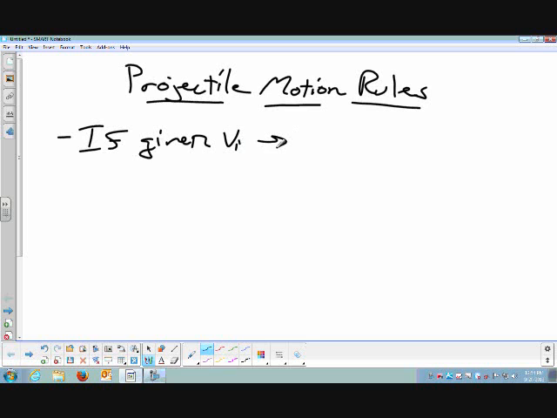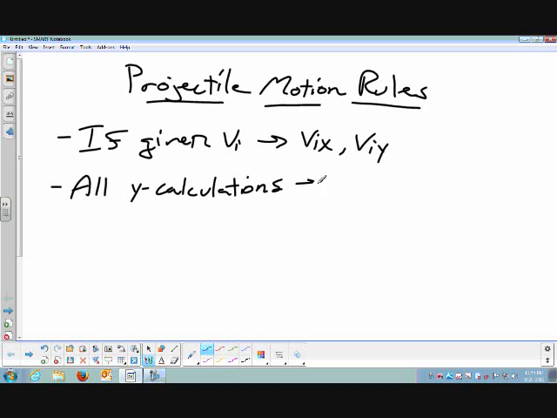the first thing you want to do is break it up into the x and y. You want to break it up into its component vectors, because the whole idea with projectile motion is you work with the components separately. You don't work with the overall velocity vector. Keep in mind that whenever you're doing calculations in the y direction, you use the y data. That's it. That's the whole idea of projectile motion.